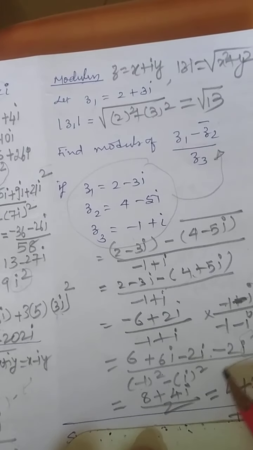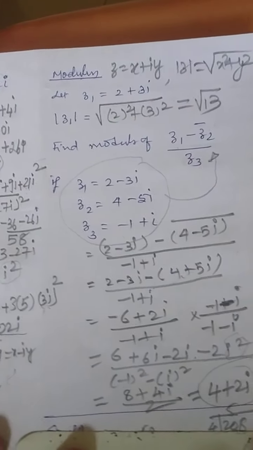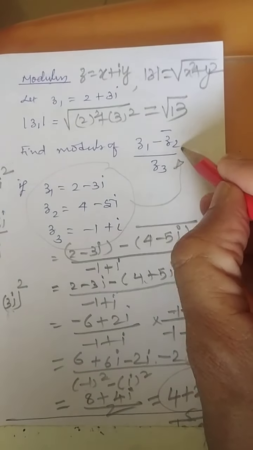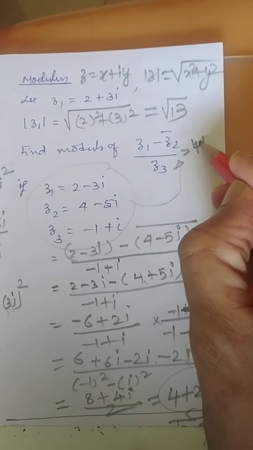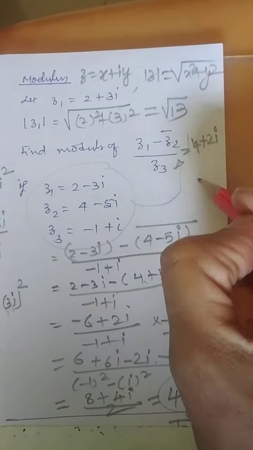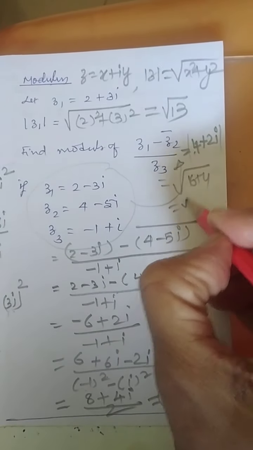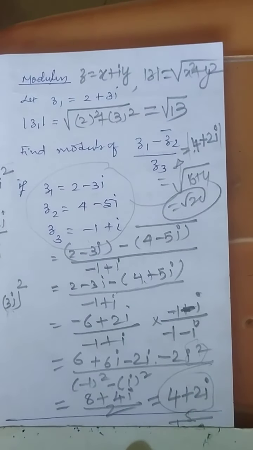Now your task is to get the mod of this 4 plus 2i. What is the mod rule? This is nothing but what you have got, 4 plus 2i. Now if the mod of this is asked, then it will be 16 plus 4, so it will be root 20, and root 20 can be simplified. It will be 2 root 5.